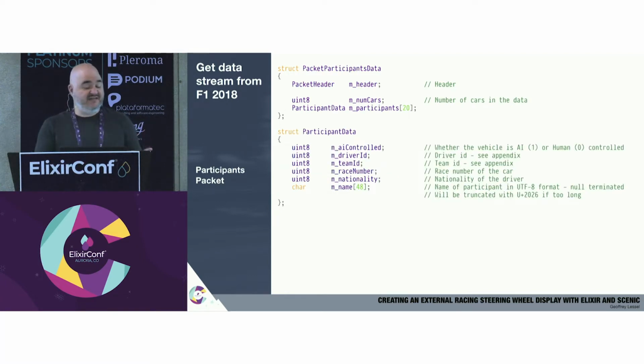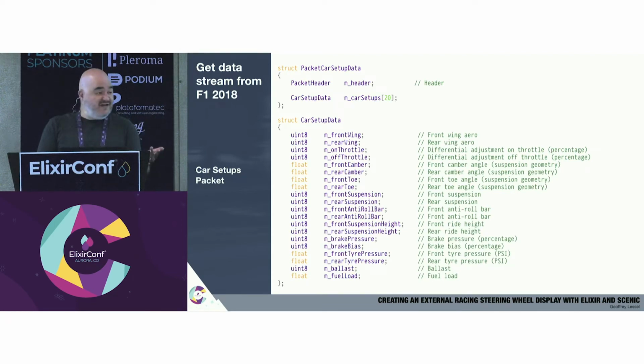The participants data is basically other information about the drivers. These races can be online, so some of this information can be drivers from around the world, their names and nationalities and things like that. You can display those. In an esports broadcast that Formula One did for Formula One 2018, they did provide things like the player's nationality flag on their broadcast information, which you could use for this. And then packet car setup data: if you wanted to steal your opponent's setup, you can do that here. It provides all the information about how they set up their car.